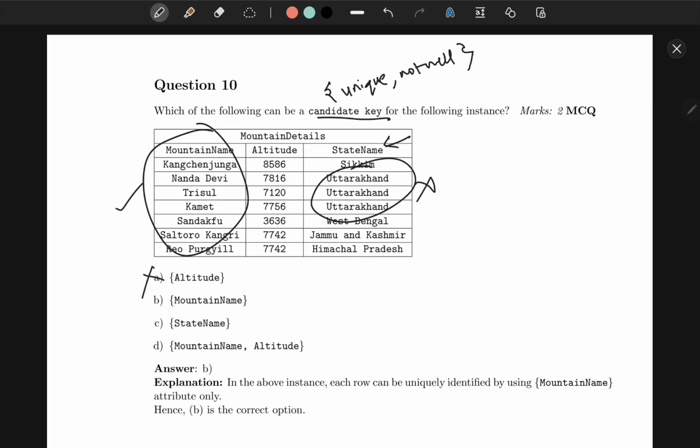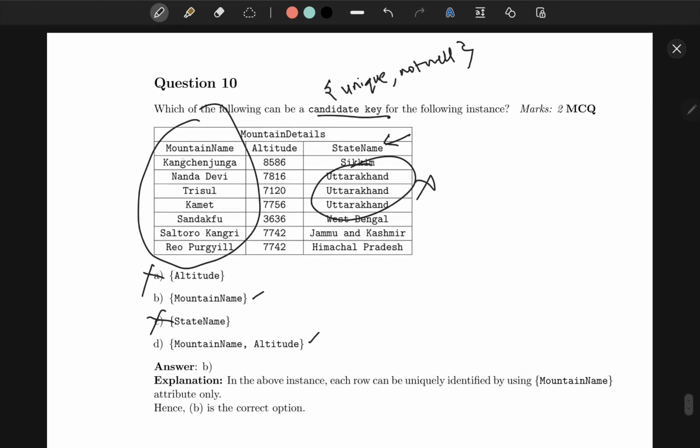So only altitude won't work, only state name won't work. It has to be mountain name and altitude, out of which you can clearly see mountain name is unique everywhere, so each tuple can be uniquely identified by using mountain name. And if you combine it with the altitude, I think it is correct, hence both of the options are correct.